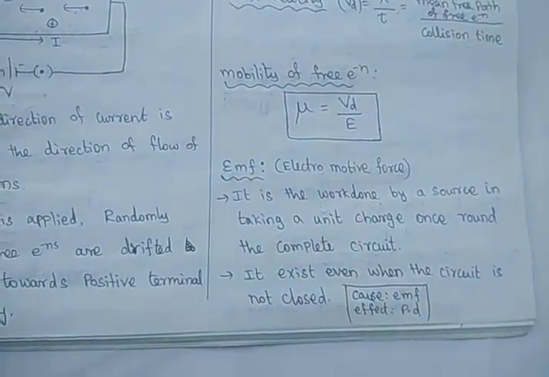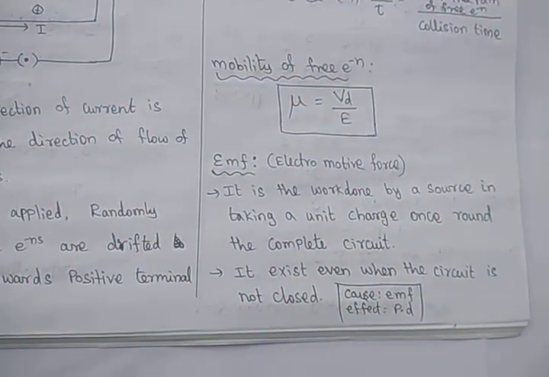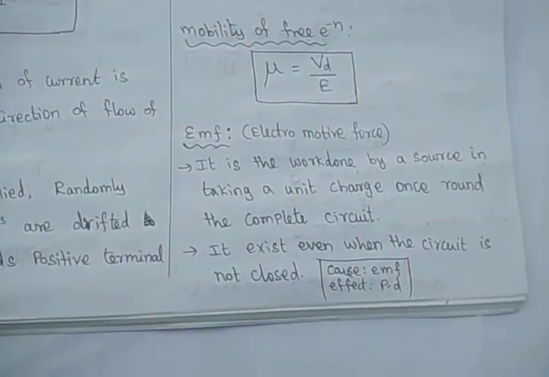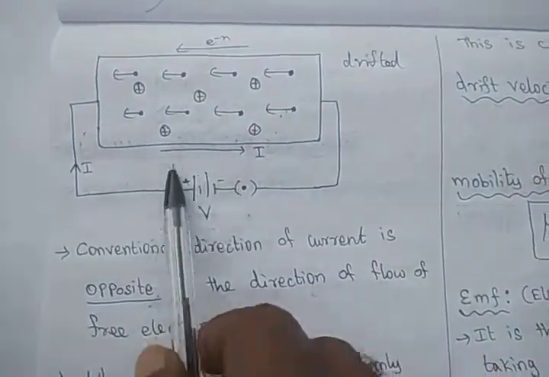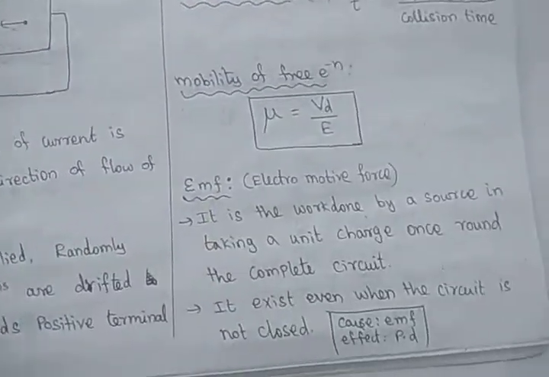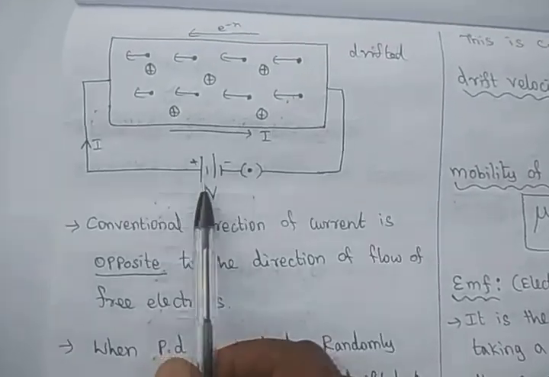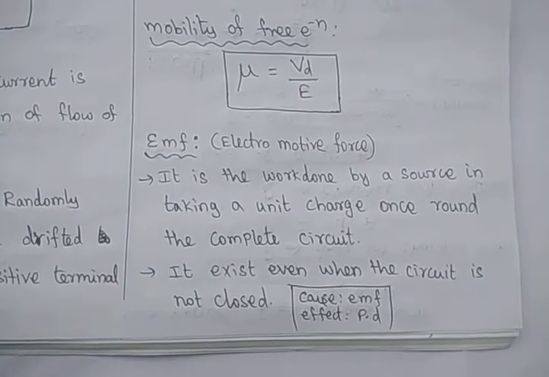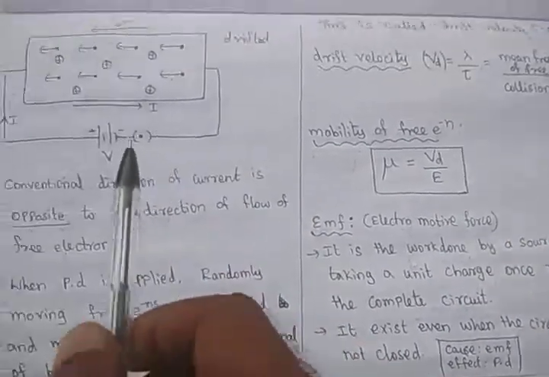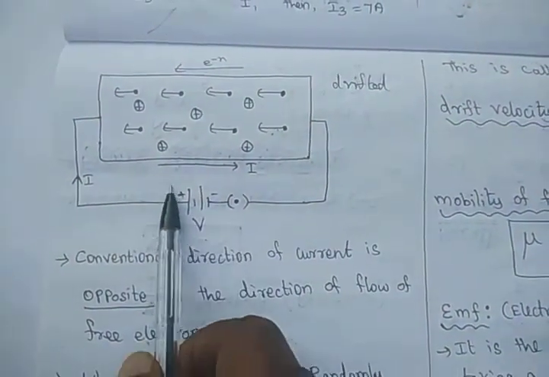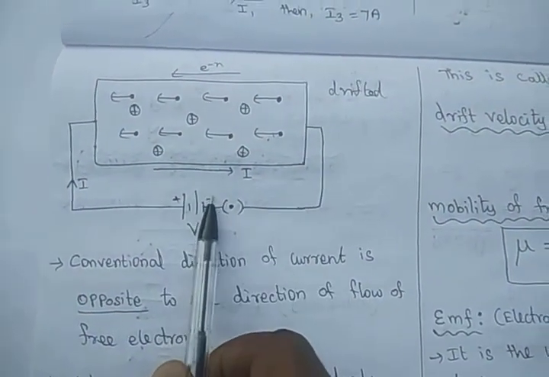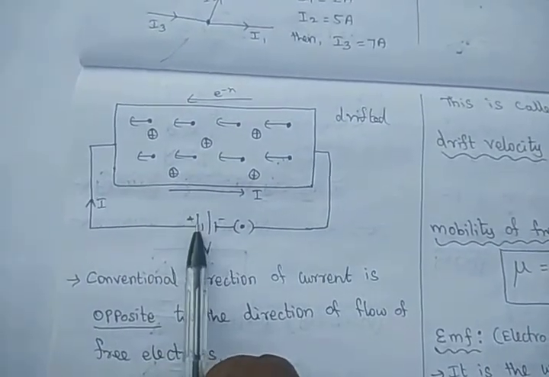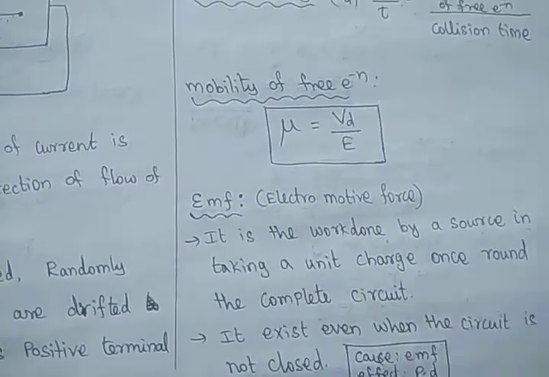The students may have some doubt. Sir, what is the difference between electromotive force and potential difference? The electromotive force is the work done by the source. Here this battery is the EMF source. It is the work done by the source in taking a unit charge once around the complete circuit. When the potential difference is applied, this cell does some work to move the charge, starting from here and ending up here. That work done is equal to the EMF of the cell.